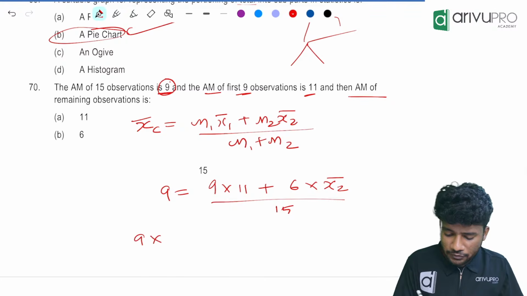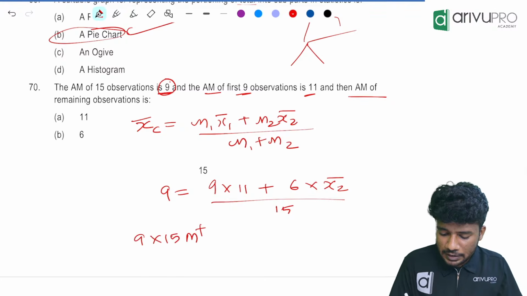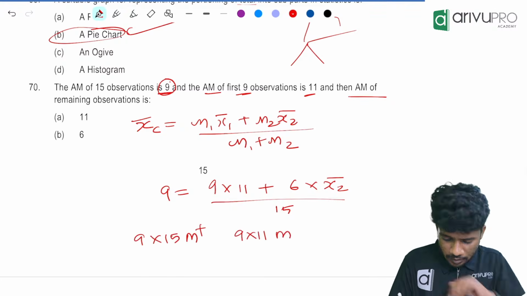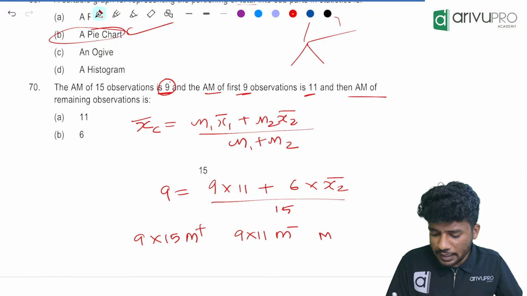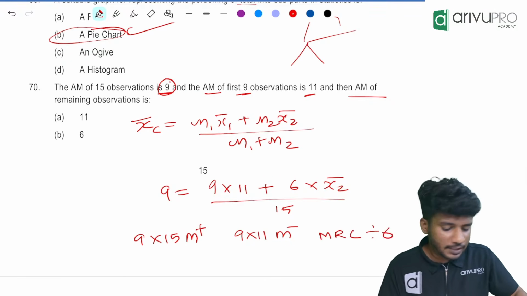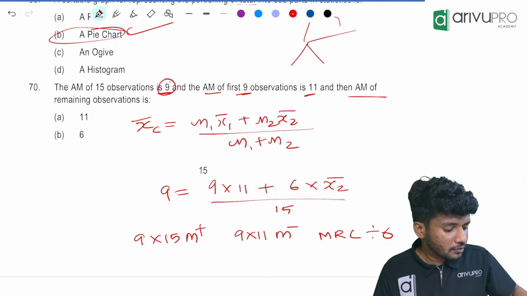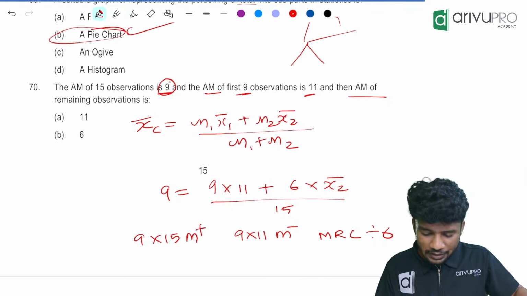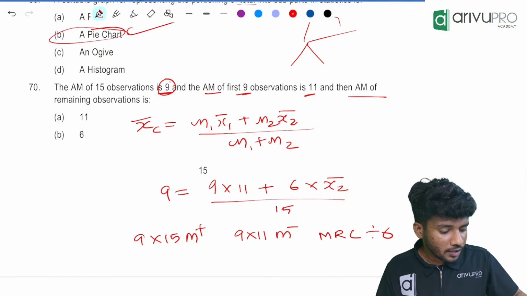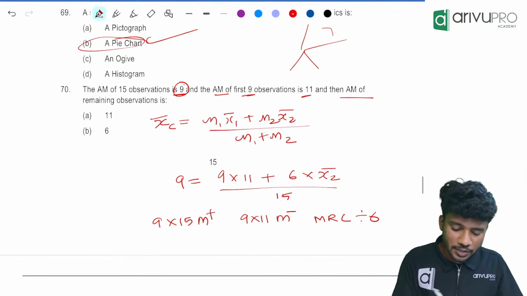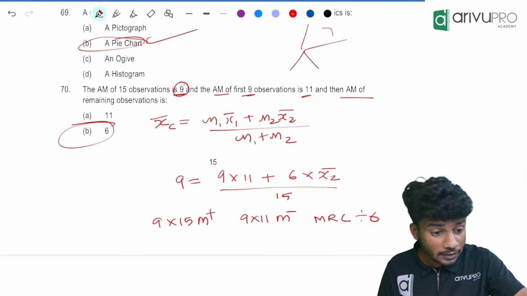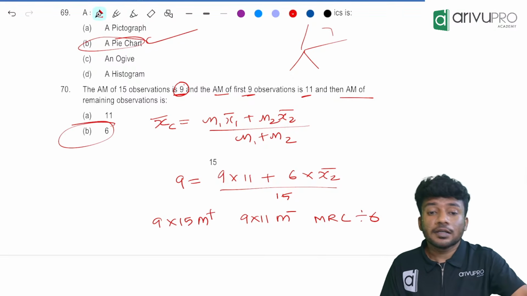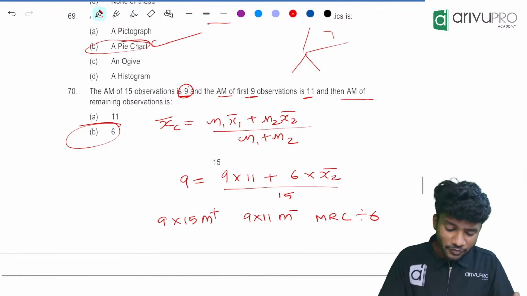Take your calculator. So 9 into 15, you will click M plus. Then 9 into 11, you will click M minus. Then MRC divided by 6, you will get the answer. Do it with me. 9 into 15, M plus. 9 into 11, M minus. Then MRC divided by 6, which is equal to how much? 6. Which option is the answer? Option B is the answer. 6 is your answer. Very easy answer.